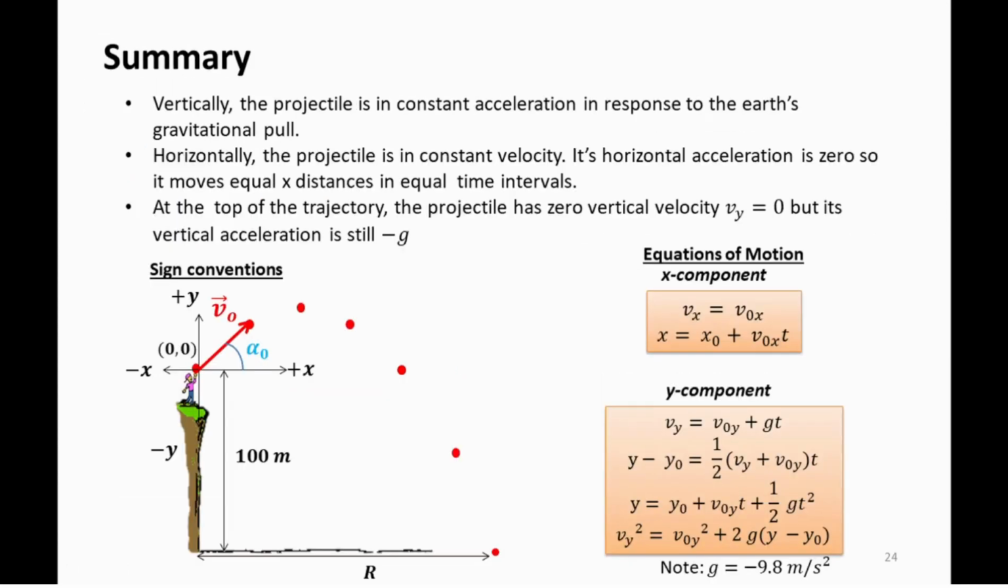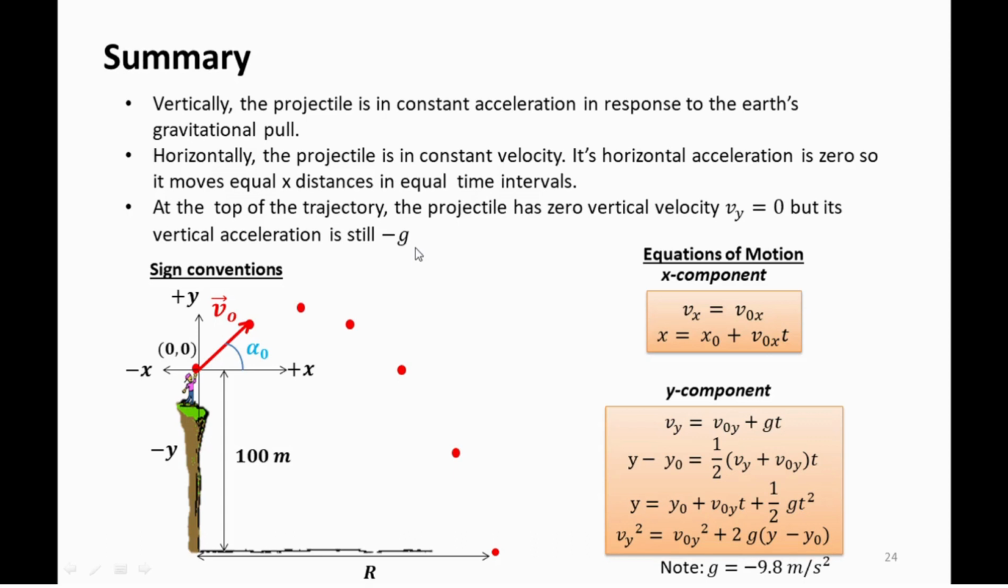So, for the summary, vertically, the projectile is in constant acceleration in response to the Earth's gravitational pull, and horizontally, the projectile is in constant velocity, and so its horizontal acceleration is equal to 0, so it moves equal x distances in equal time intervals. And at the top of the trajectory, the projectile has 0 vertical velocity at the zenith, but its vertical acceleration is, of course, still negative g, which is negative 9.8 meters per second squared.